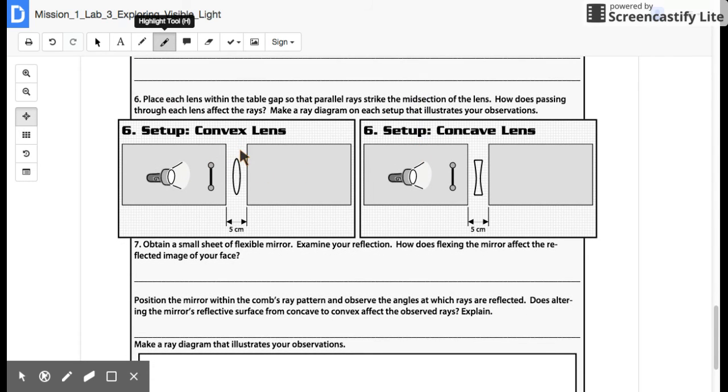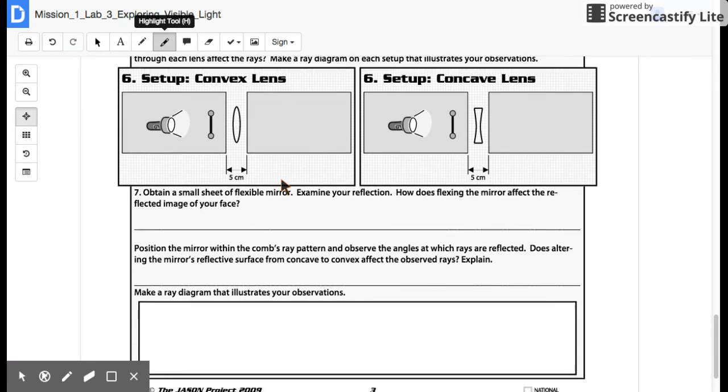Down here, you're going to then place the lens in between the beam of light, which goes through the comb, and then you'll have the convex lens. I suggest you put the white sheet of paper over on the other side in both of these cases, so it'll allow you to see a little easier what is happening to the beam.